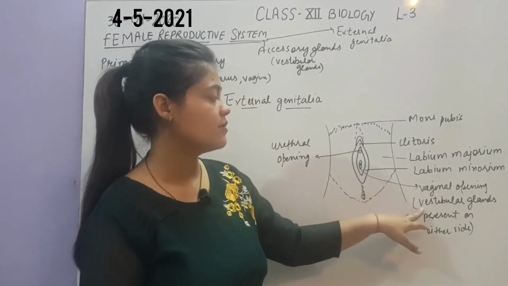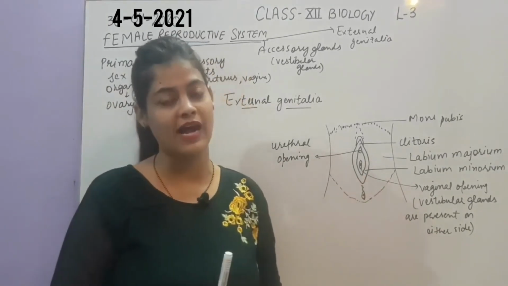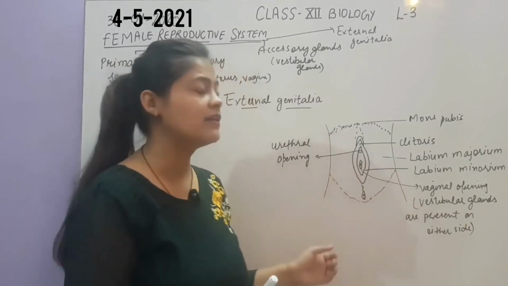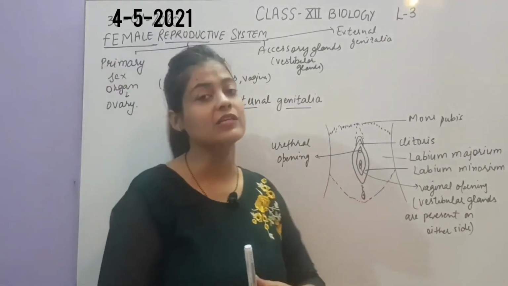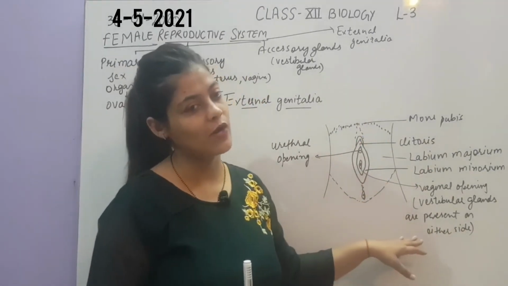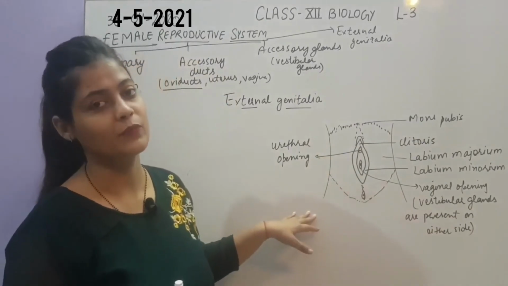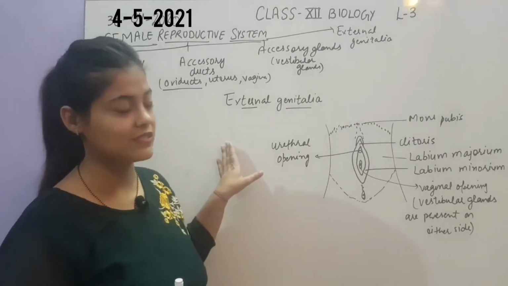Then vestibular glands are the glands. There are two vestibular glands present on either side of the vaginal opening, and they secrete secretions which will provide lubrication during sexual intercourse. So this is all about the external genitalia of the female reproductive system. With this, we are finished with the female reproductive system.